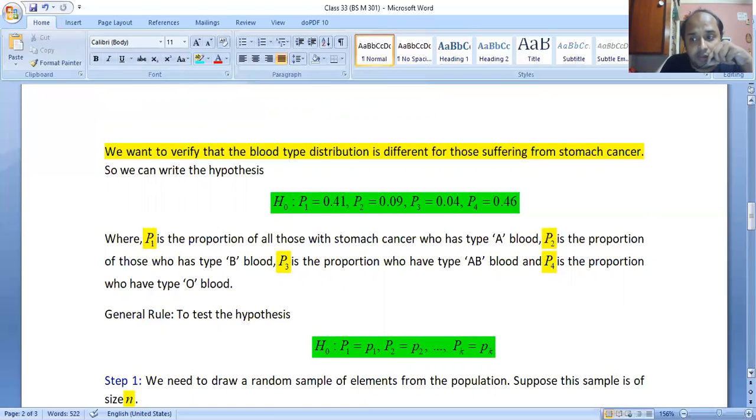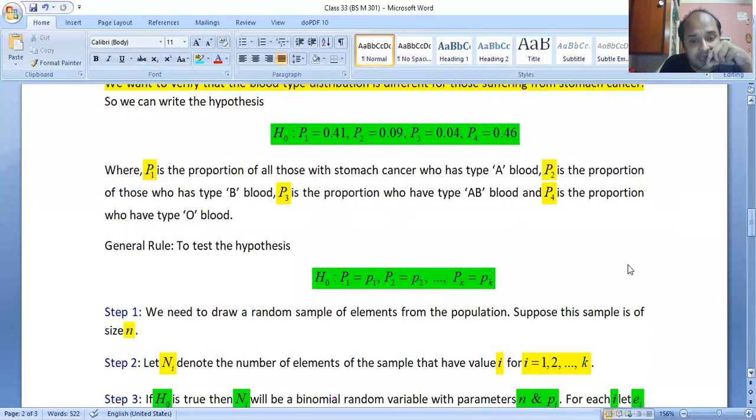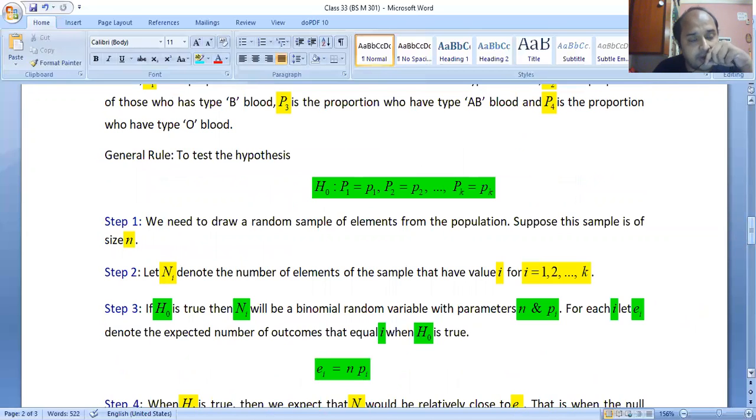So the general rule to set the hypothesis will be like this. This is the general rule. You can tally these two things together. What are the steps by which we can proceed with our statistical hypothesis testing? Step one is that we want to draw a random sample from the population, and suppose this sample is of size small n. This is the sample size. Let capital Ni denote the number of elements of the sample that have value i.